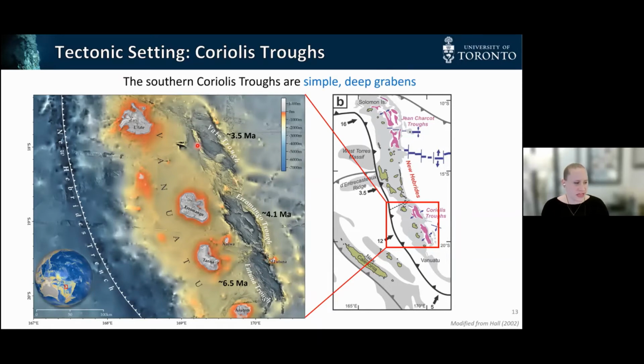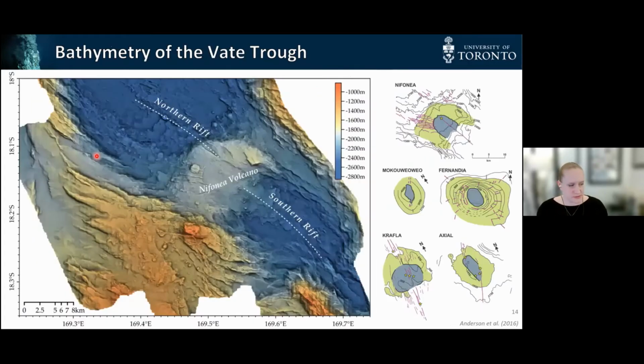So the first thing we visited here in 2013, I want to say. And the first thing that stood out to us is what's happening in the youngest rift, in the Vate Trough. So I'm just going to zoom in on this area here. This is the bathymetry of the Vate Trough. And the first thing that we notice is that there is a giant shield volcano that spans the width of the entire graben. So the first question is, why is there a huge volcano here?